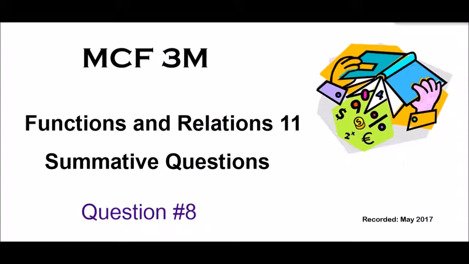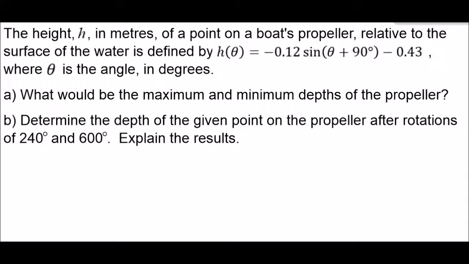It's question number 8. The question says, the height in meters of a point on a boat's propeller relative to the surface of the water is defined by, and then there's an equation here with h for height as a function of theta, an angle, is negative 0.12 times sine of theta plus 90 minus 0.43, where theta is the angle measured in degrees. So we have an equation with sine as the basic function. And then what we have to do with that equation, we need to find the maximum and minimum depths of the propeller and determine the depth at a few given angles and explain the results.